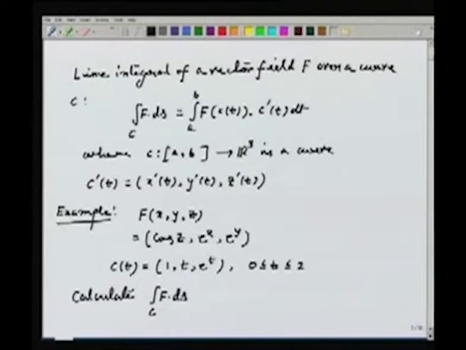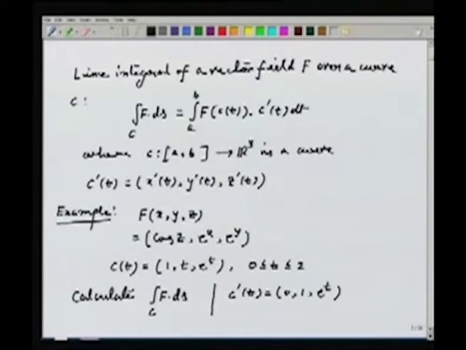For that, what is the first thing I need to do? I need to calculate what is f of C(t). Well, the first thing I will calculate is C prime t, which seems to be easier. C prime t is 0, 1, e to the power t. You can see what I am doing. I am just differentiating each component with respect to t.